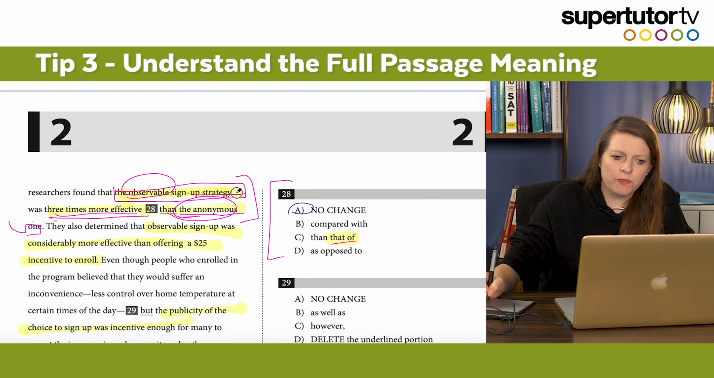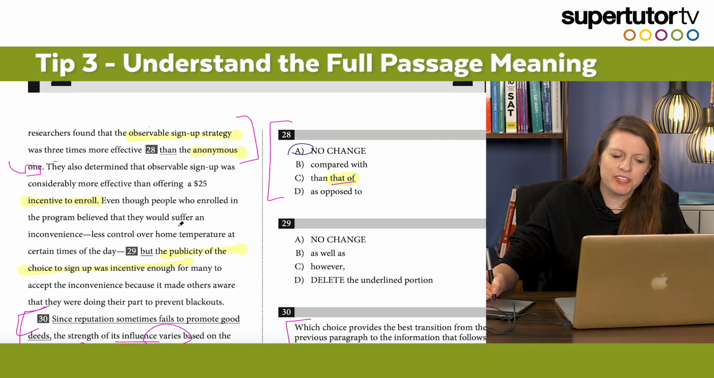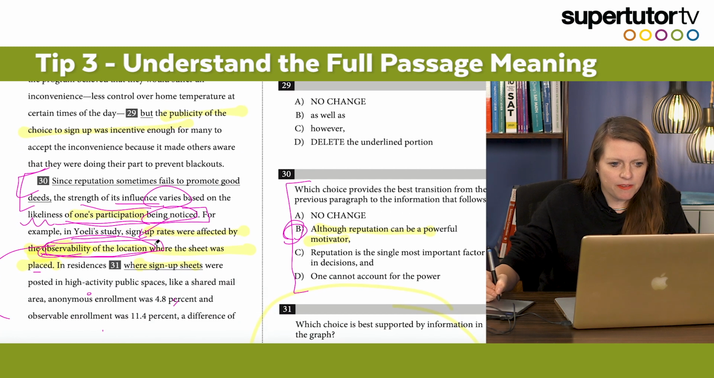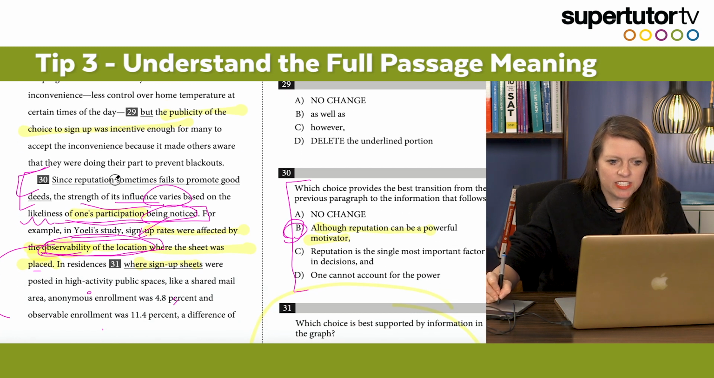They found that the observable sign-up strategy was 3 times more effective than the anonymous one. So using a code, they got 1/3 of the people to sign up. Using just a name, boom, they got 3 times as many people. They also determined that observable sign-up was considerably more effective than a $25 incentive. I can skim down, and now we have, since reputation sometimes fails to promote good deeds, the strength of its influence varies based on the likeliness of one's participation being noticed.